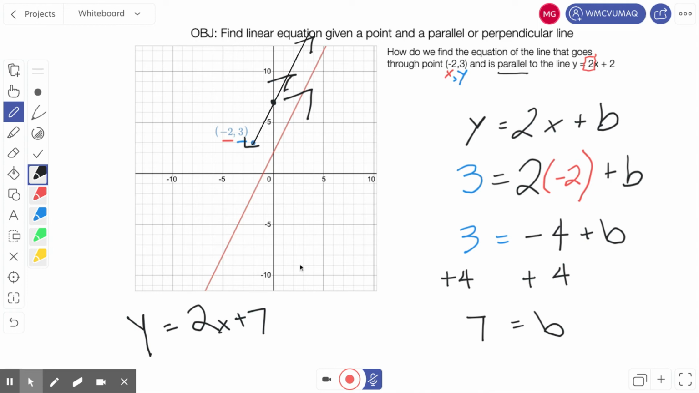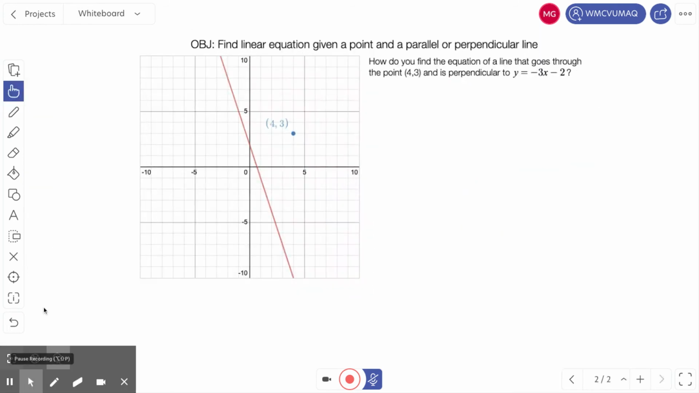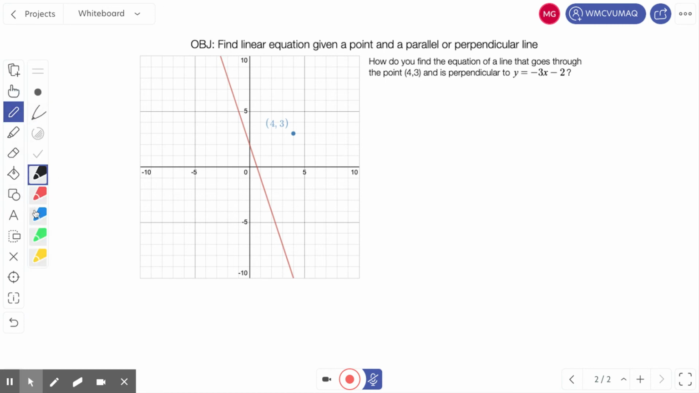Now what we're going to do is look at a very similar question with a slight difference. So this question is asking us, how do you find an equation of a line that goes to the point 4, 3 and is perpendicular to y equals negative 3x minus 2. So I circled that perpendicular.